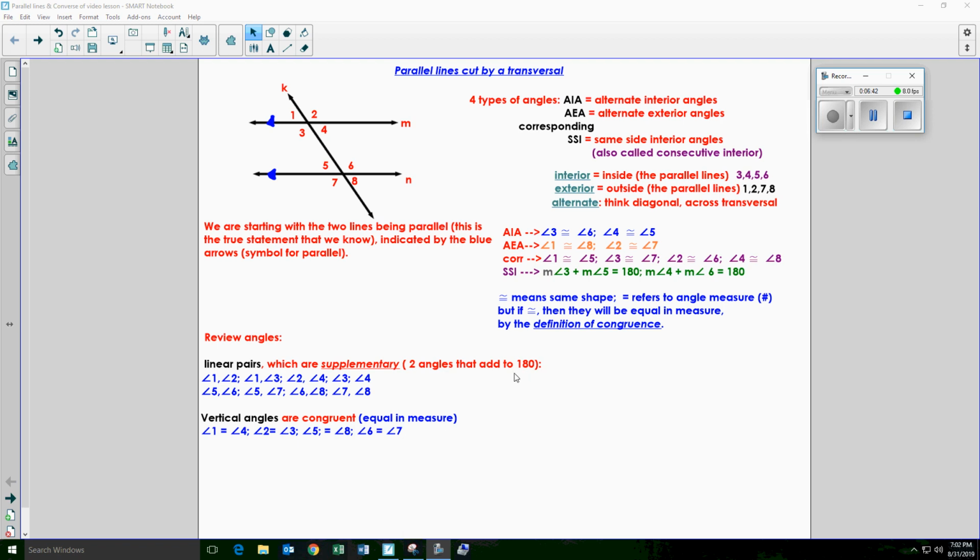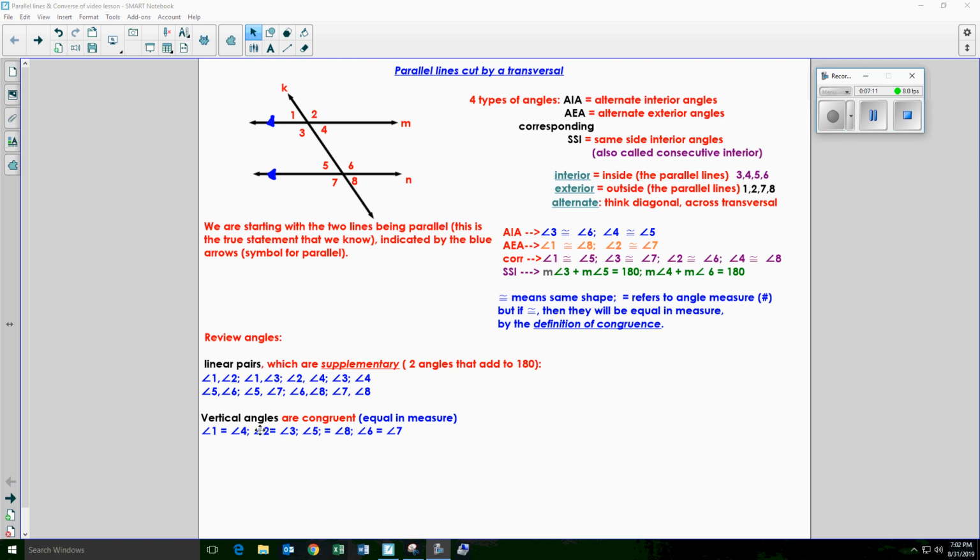Supplementary means two angles that add to 180. Now don't forget, for linear pairs these angles also have to be adjacent. Every one of these is an adjacent supplementary pair, which means they are next to each other. Remember, adjacent means next to, and then they form a line. Put 5 and 7 together, it forms that line. 5 and 6, it forms this line. 6 and 8 forms this line. 7 and 8 forms that line. Linear pairs always form a line. They're always supplementary. We know all lines are straight angles, 180 degrees.